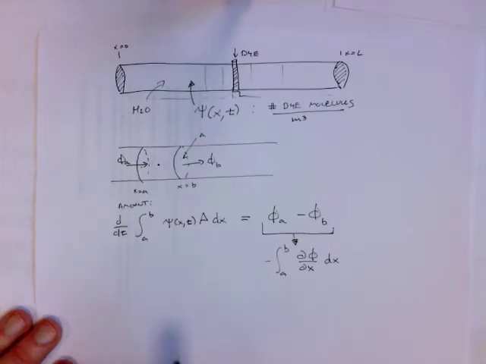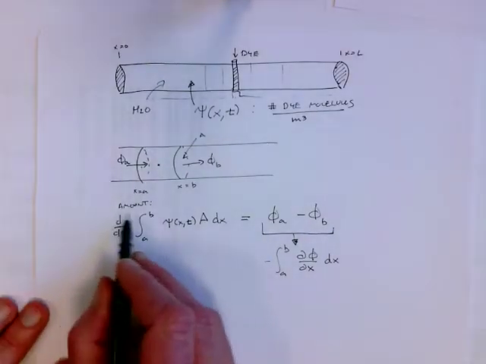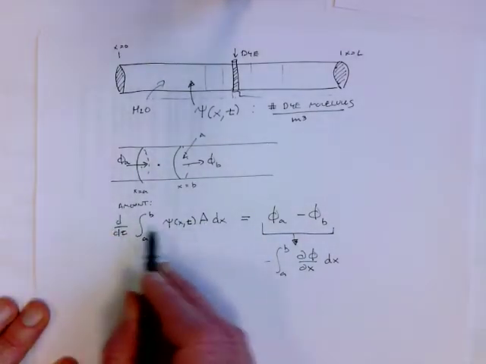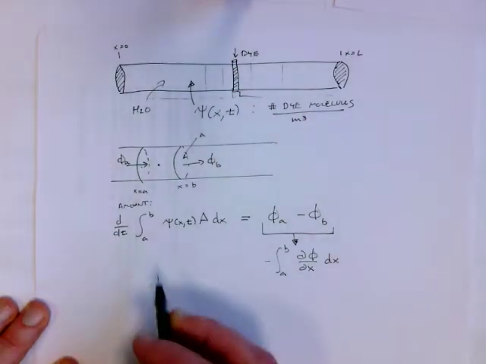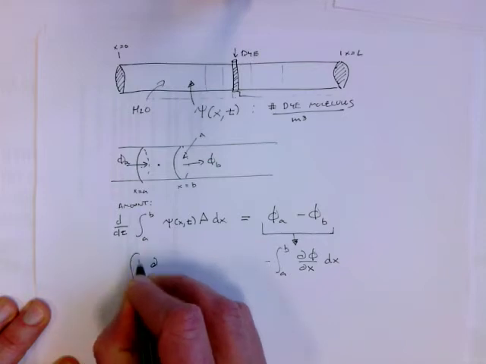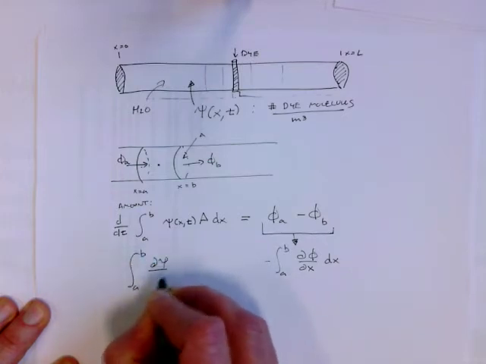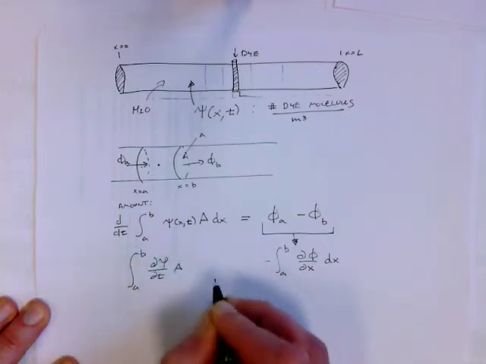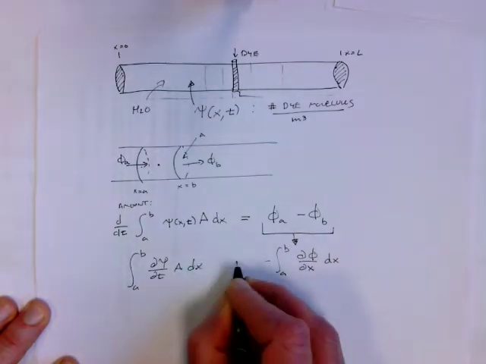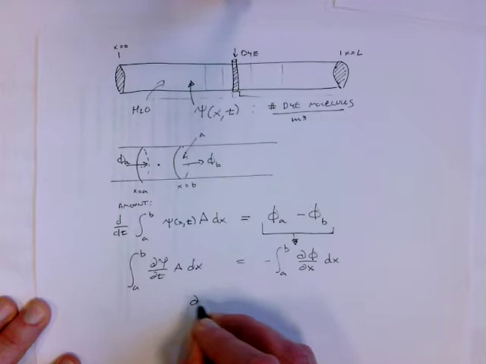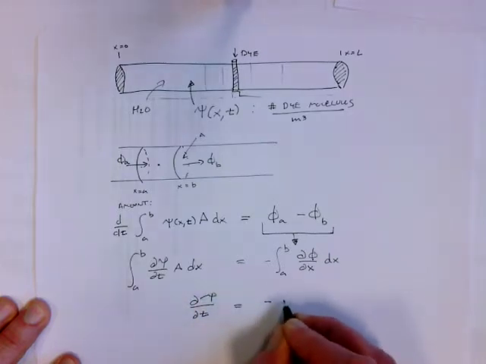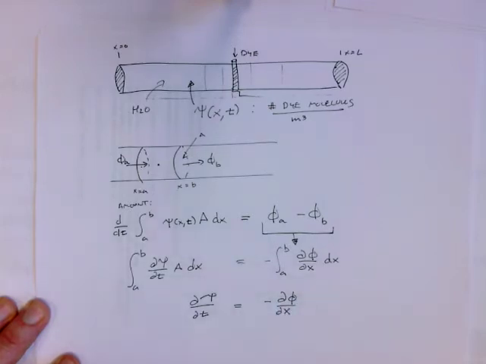Okay. So now what I did is I said, okay, well, the only way that this left-hand side can equal that right-hand side is if I bring the derivative inside, right? And if I bring the derivative inside, I have the integral from a to b of the partial of psi with respect to t, times A, which is a constant, times dx, has to be equal to the negative partial of phi with respect to x. The time rate of change of the particle density must be equal to the negative spatial derivative of the flux, right?